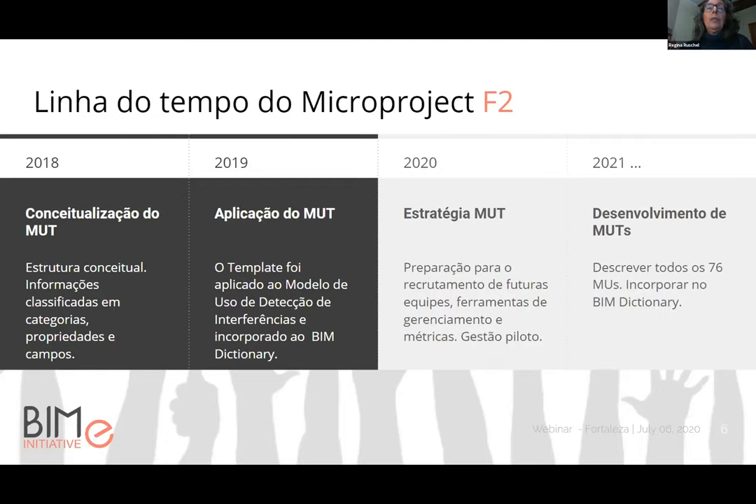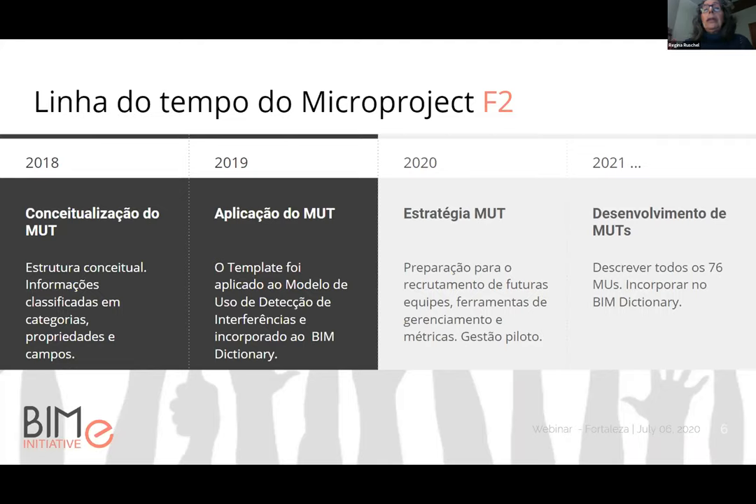Terminado isso, nós aplicamos o template para descrever um model use específico, que no caso foi detecção de interferências. E foi feito um desenvolvimento no BIM Dictionary, que já estava online, para ele incorporar essa forma estendida de apresentar a informação. Em 2020, então, nós começamos a pensar numa estratégia de como multiplicar, aplicar o Model Use Template para todos os 76 Model Uses. Pensamos em como recrutar pessoas, como a equipe deveria ser, que ferramentas essas pessoas iam precisar, que documentos de partida elas precisariam, como nós faríamos a gestão disso.